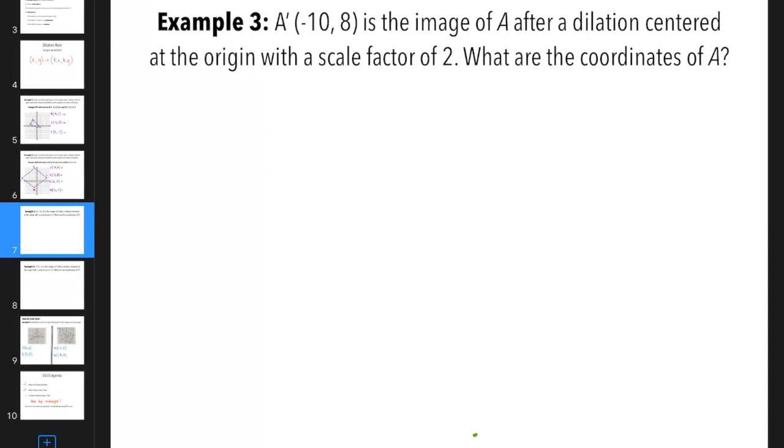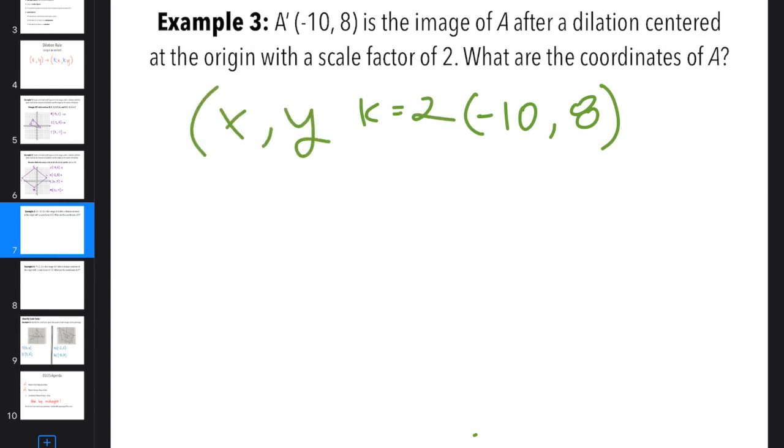Now, here's another example where it does not give you a graph. It doesn't even want you to graph. It just wants you to figure out what your coordinates would be for your pre-image. So it tells me A prime is (-10, 8), and it's the image of A after a dilation centered at the origin with a scale factor of 2. What are my pre-image coordinates?